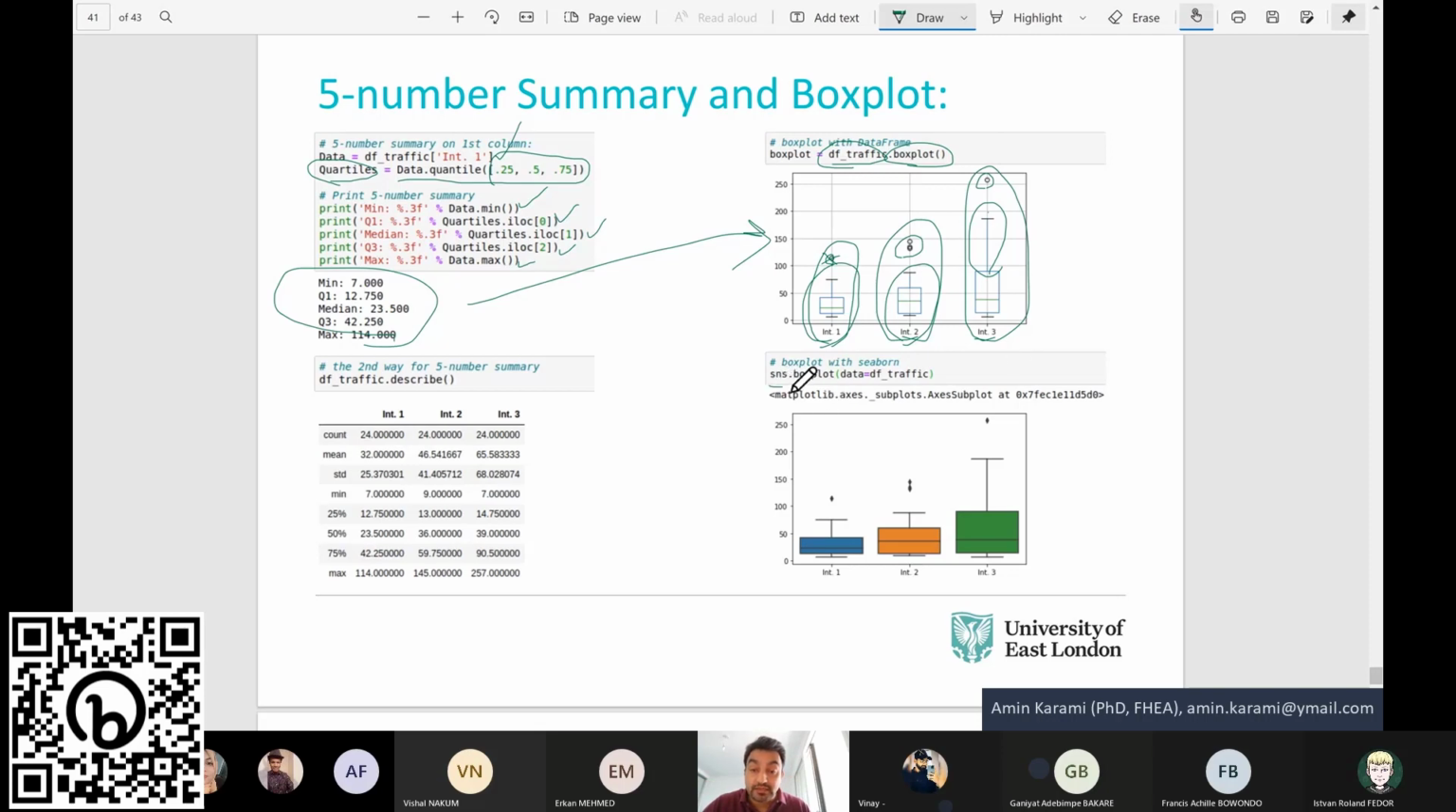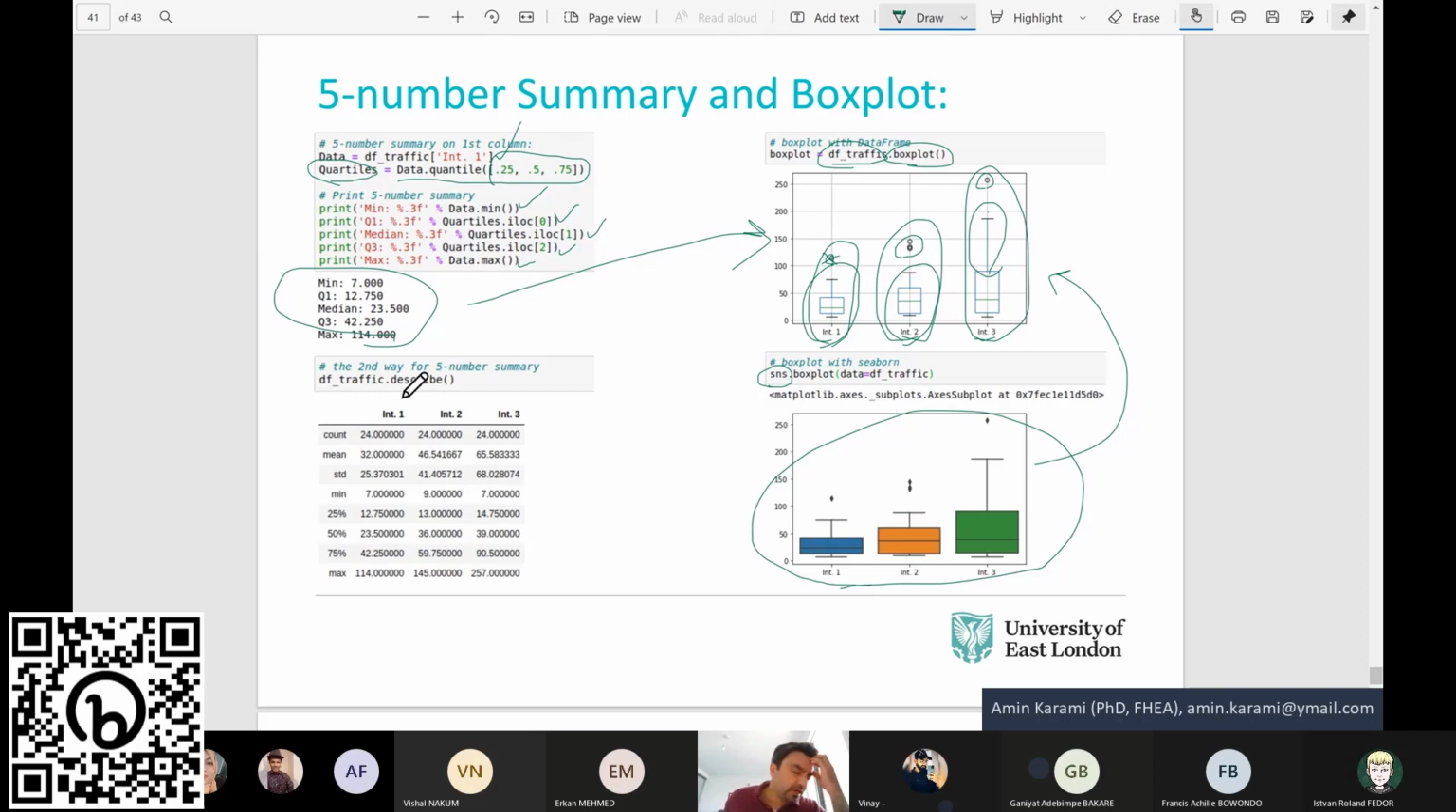And if you use Seaborn, if you remember from last week, I said Seaborn gives a nicer visualization as compared to Matplotlib. So this one is a bit better looking as compared to this one.